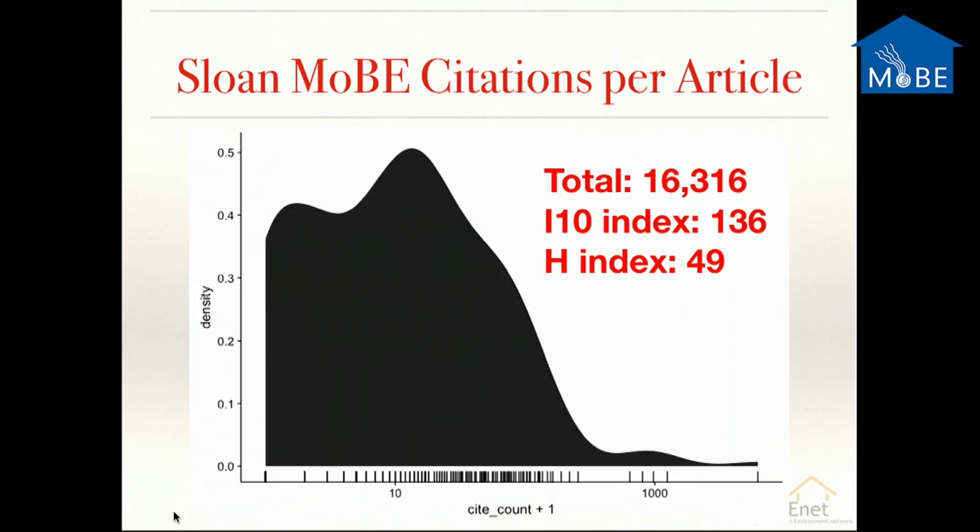We've been looking at citations to try and assess one metric for assessing impact of these publications. In total, there have been so far 16,316 citations in our original analysis, a little higher if we add in one or two more papers that didn't show up in the original analysis, but something like that. An H index of 49, I-10 index, that is the number of papers cited more than 10 times, of 136.